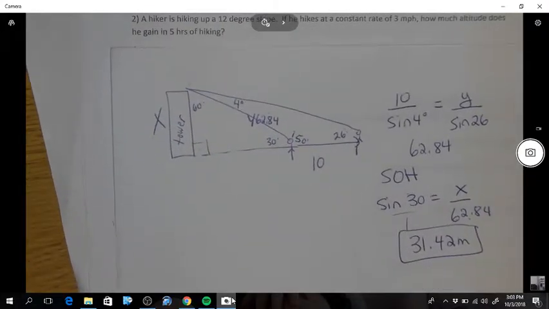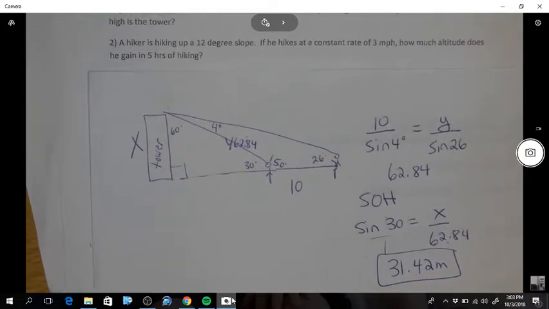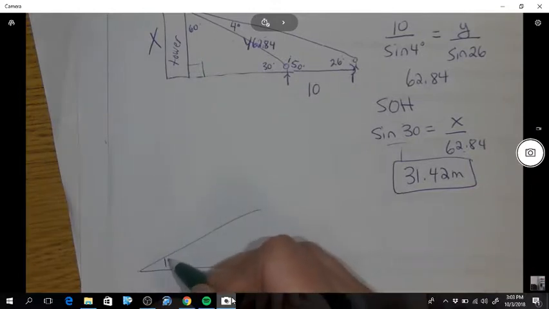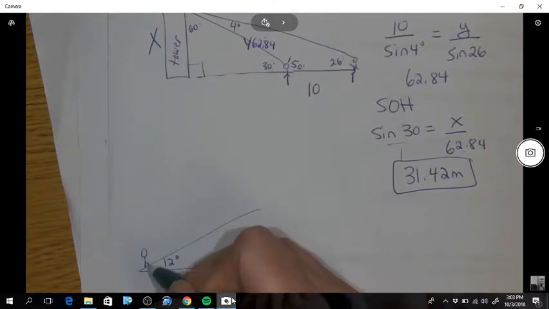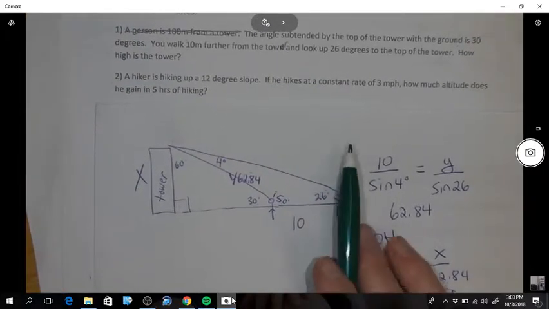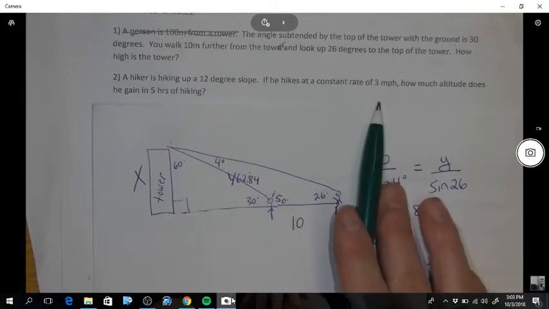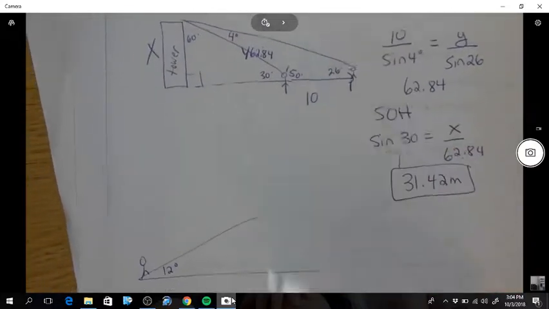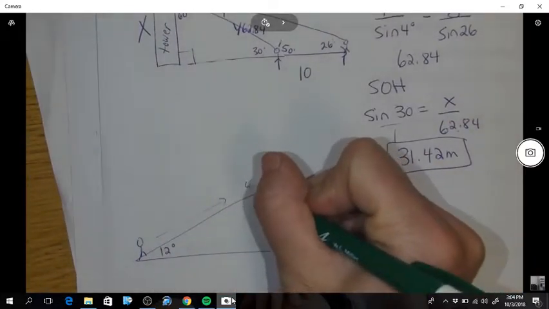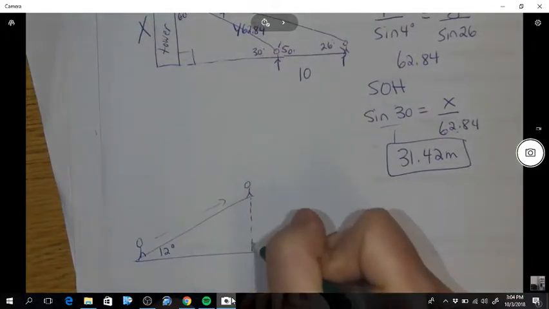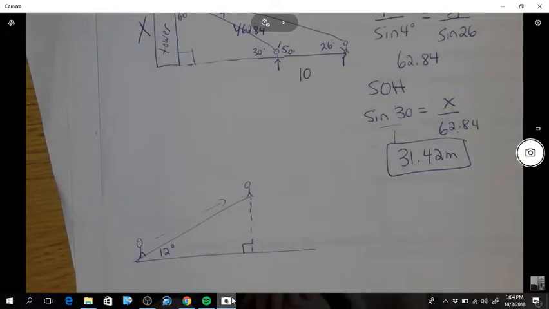Okay, number 2. A hiker is going up a 12-degree slope. I'm going to draw that. You're hiking up a 12-degree slope. If he hikes at a constant rate of 3 miles an hour, how much altitude does he gain after 5 hours? So we're going up the hill, now we're up here. The altitude definition would be perpendicular to the ground, straight up in the air. How high are you?